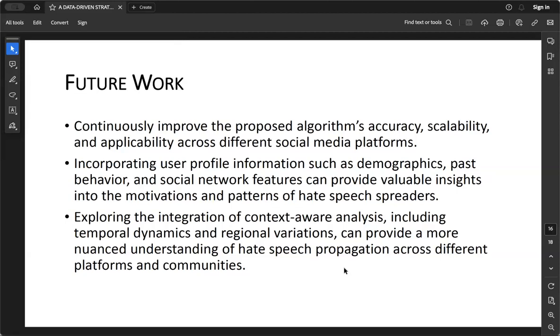And another is that we did not really consider the context aware analysis of the situation, where we did not include any temporal dynamics and regional variations, which can provide a deeper understanding of hate speech propagation across these different platforms and communities. So all of this is definitely something that we did note down because we would want to keep working on this in order to make our algorithm and proposed strategies more effective.